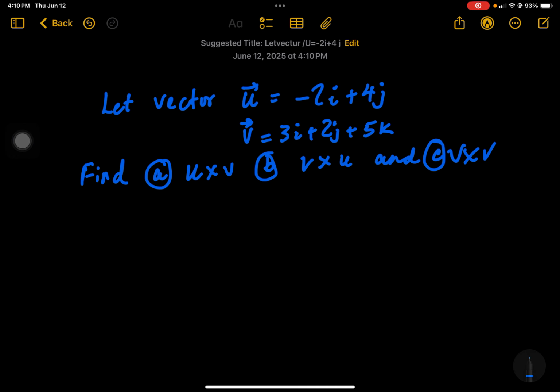Let vector u equal minus 2i plus 4j. Vector v is 3i plus 2j plus 5k. We are going to find the cross product of u cross v, v cross u, and v cross v itself.